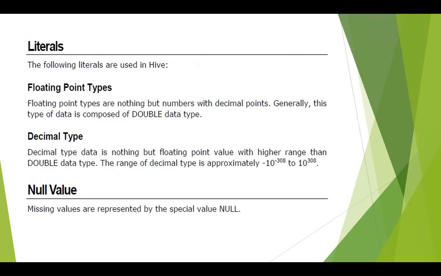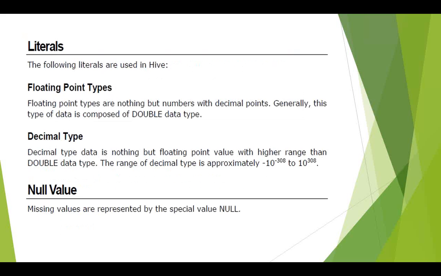These literals are also similar to our Java language. They may be floating types or decimal types. So what is the difference between floating and decimal? The floating type simply contains the value. In Java it contains 7 digits after the decimal point, while the decimal type, that is the double type, contains up to 15 digits.